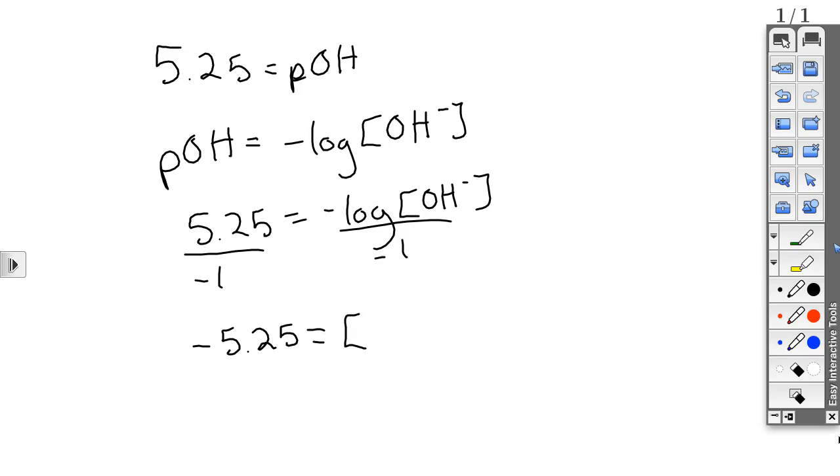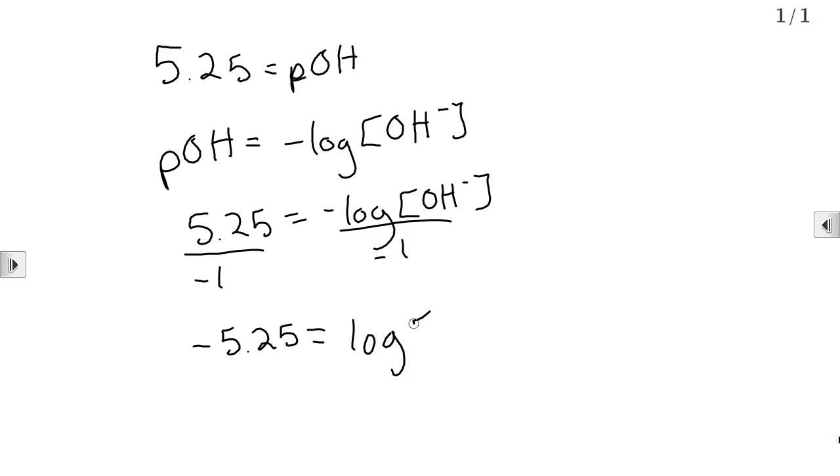the log of OH, and I've got to get that log to go away. I'm making this look really easy because I'm showing you every single step. If you're already thinking you can skip that step or this step, please don't do it. It's not worth it. So anyway, 10 to the -5.25 is equal to, and those cancel, the hydroxide ion concentration.